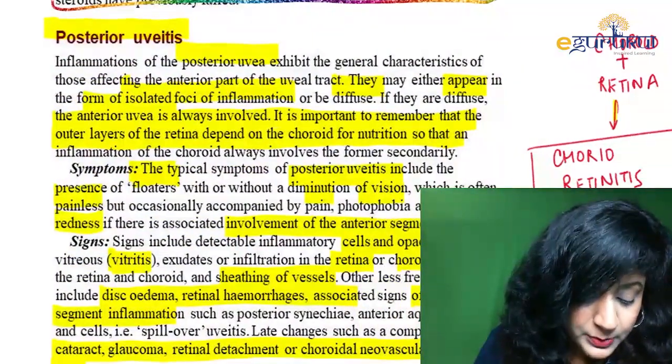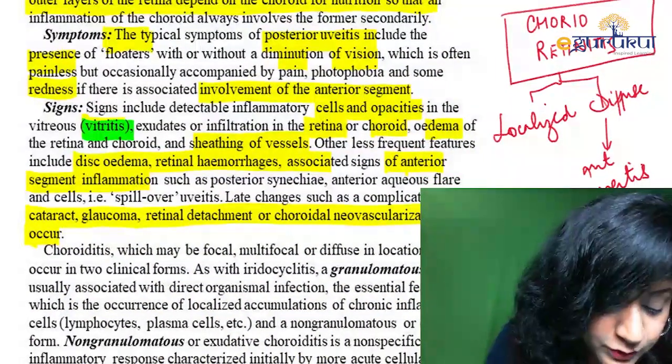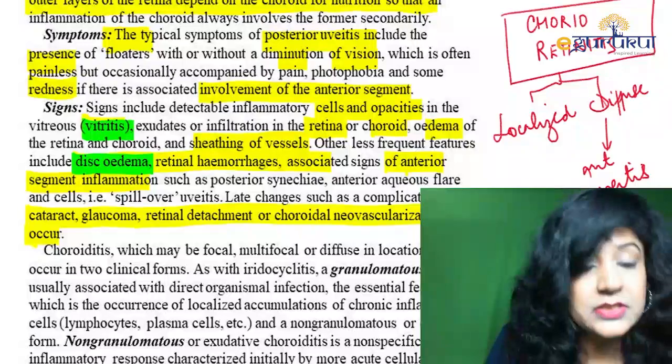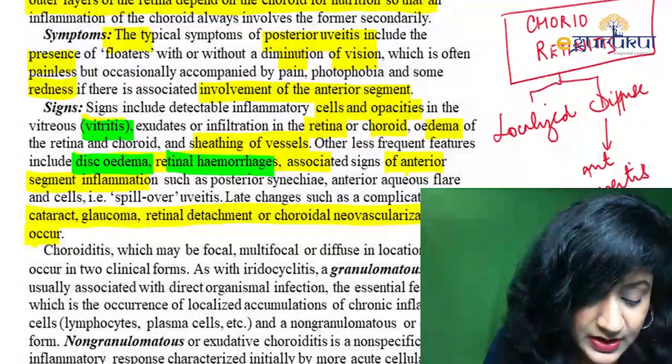So I am having so many things here. Now look at the things. We were having the vitritis, I have told you this. Then disc edema, this will be a part of optic neuritis. Then retinitis, retinal hemorrhages we have.